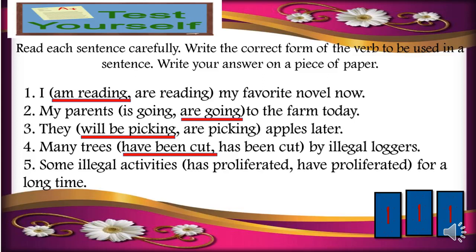Okay. And number 5, some illegal activities have proliferated for a long time. So what do you think is the answer? Okay, have proliferated. Why? Because our subject is activities. Okay, some illegal activities, and that is in the plural form, so we don't have to use has. So the answer is have proliferated. Okay, so children, did you get the same answer as mine? Okay, very good.